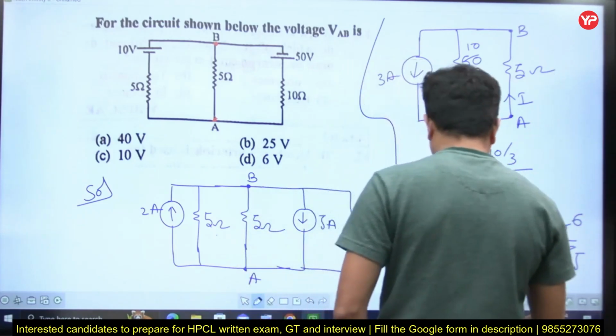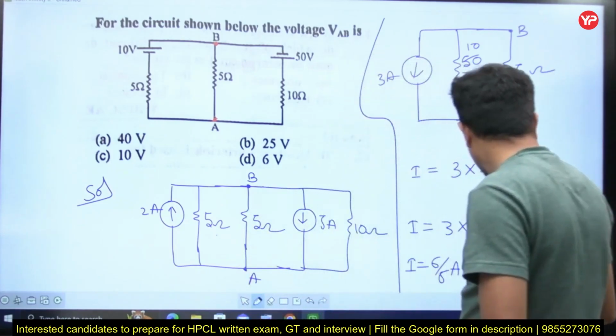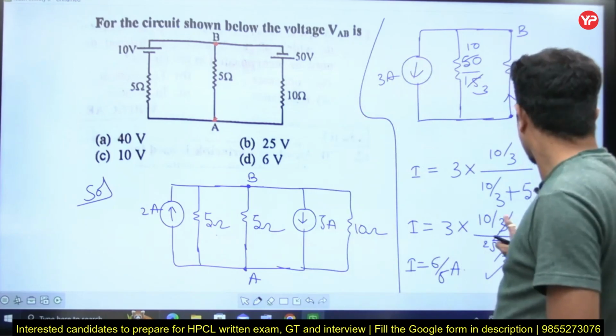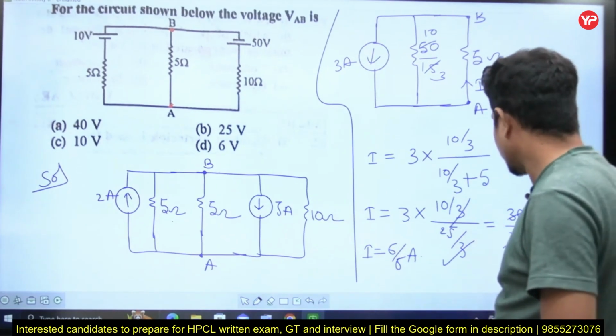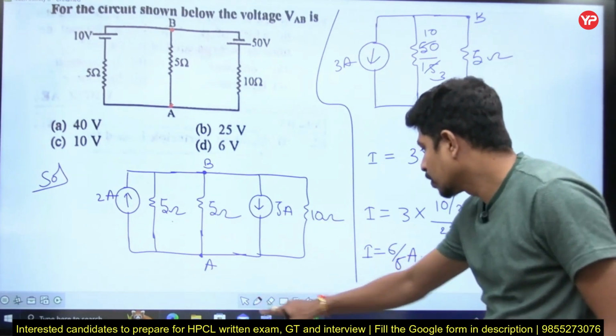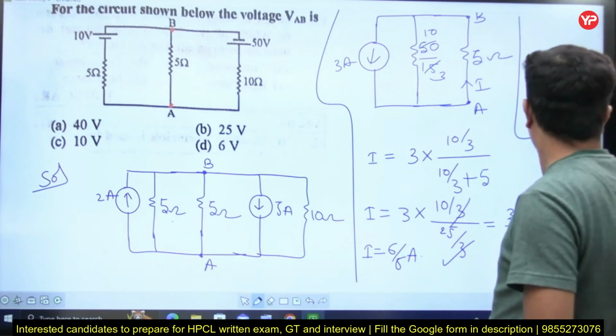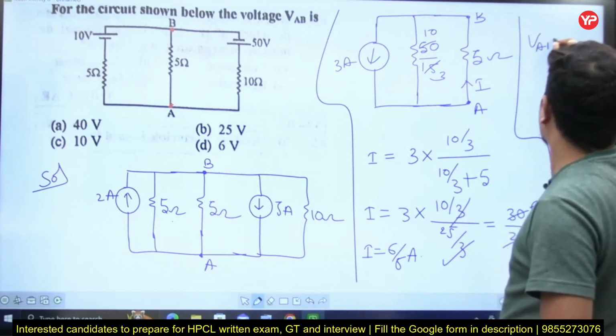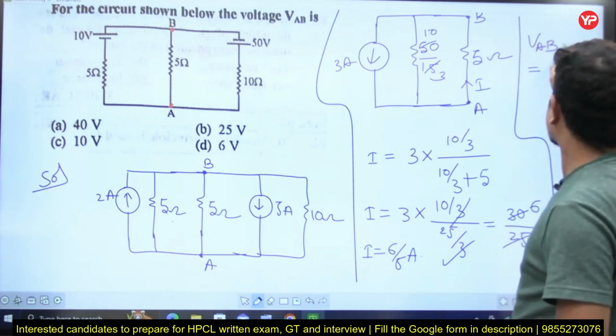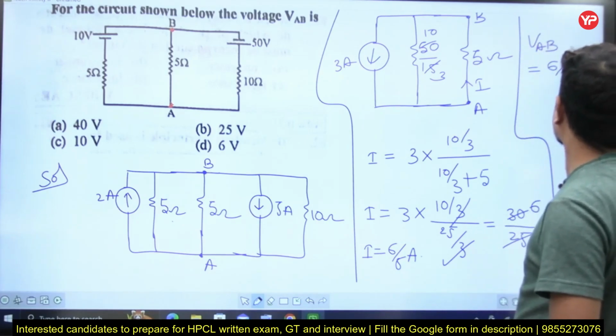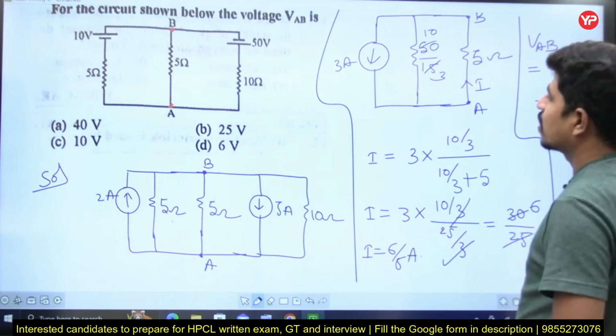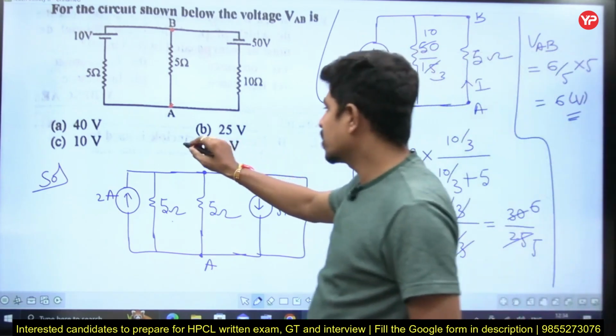Now what is VAB? Let me write here. VAB is equal to, the current is how much? 6 by 5 into resistance 5. Therefore, it is 6 volts, very simply. Choice is D.